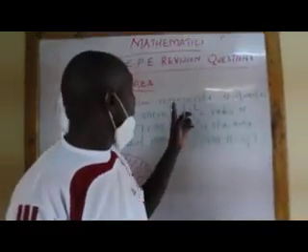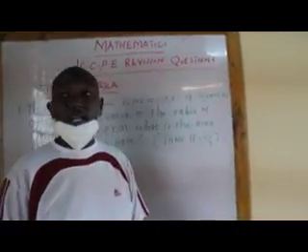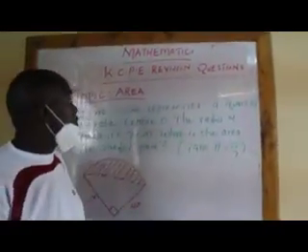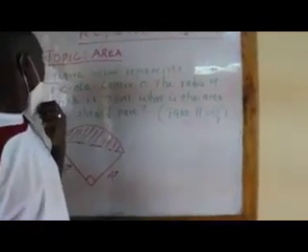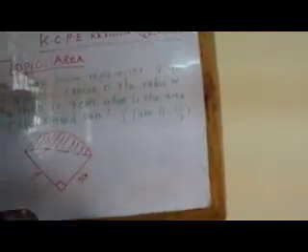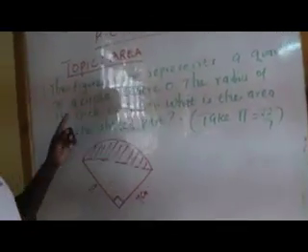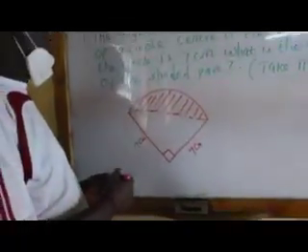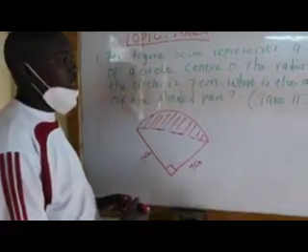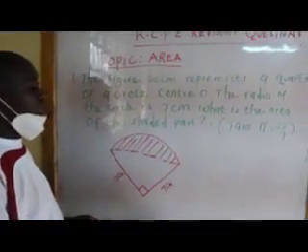Welcome to our lesson. We are going to tackle KCPE revision questions, and the topic we are going to deal with is area. Question 1. The figure below represents a quarter of a circle, center O. The radius of the circle is 7 centimeters. What is the area of the shaded part?